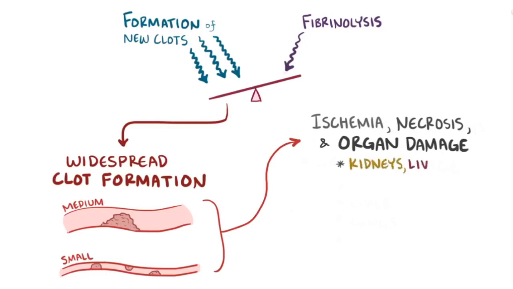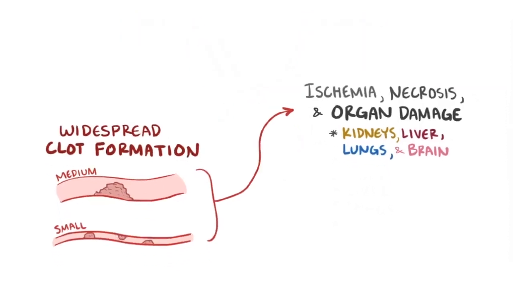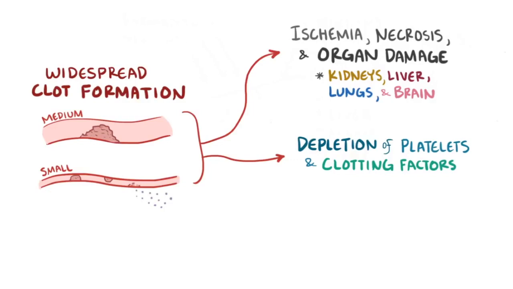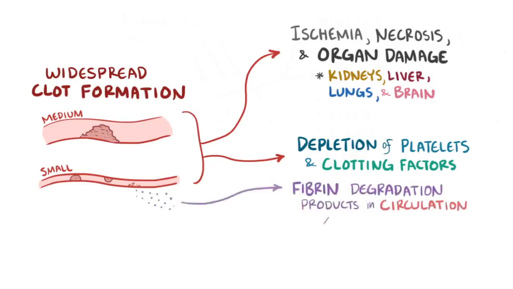The kidneys, liver, lungs, and brain are particularly susceptible. The massive formation of clots throughout the body depletes the supply of platelets and clotting factors. To make things worse, as those clots are broken down through fibrinolysis, fibrin degradation products are released into the circulation, and these interfere with platelet aggregation and clot formation, making hemostasis even more difficult.